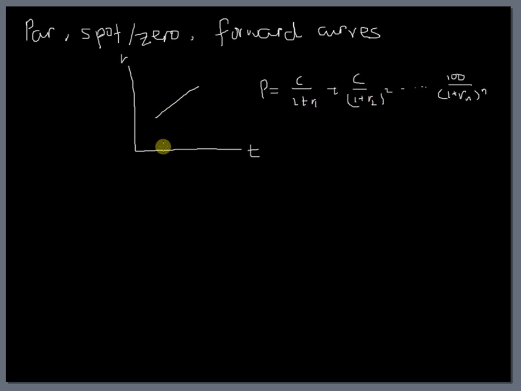So you can see this is period 1, period 2, and so on to period n. And the corresponding R is here, R1, R2, and so on. So this is what we call the spot rate curve, and it's being obtained through the series of treasury issues.